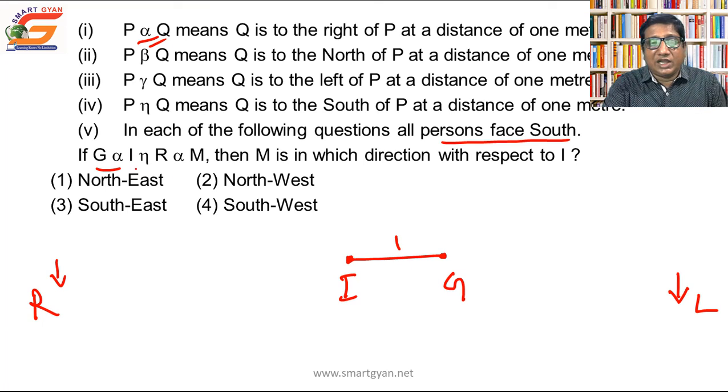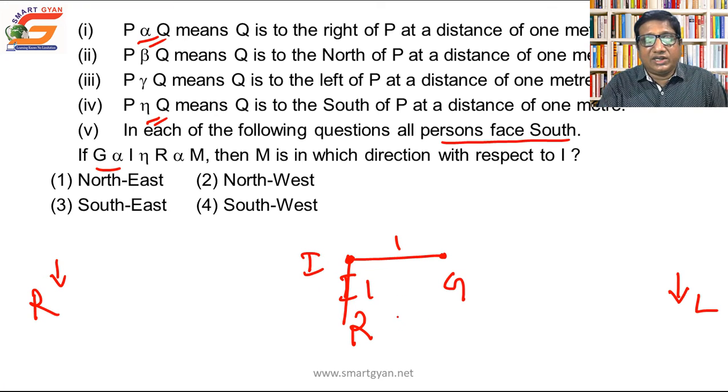Next given I eta R, that is R is to the south of I, this is also the same 1 meter, here it is I, this point. Next given R alpha M, that is M is to the right of R, here is R, so M will be towards the right of R, this is the right side of R.